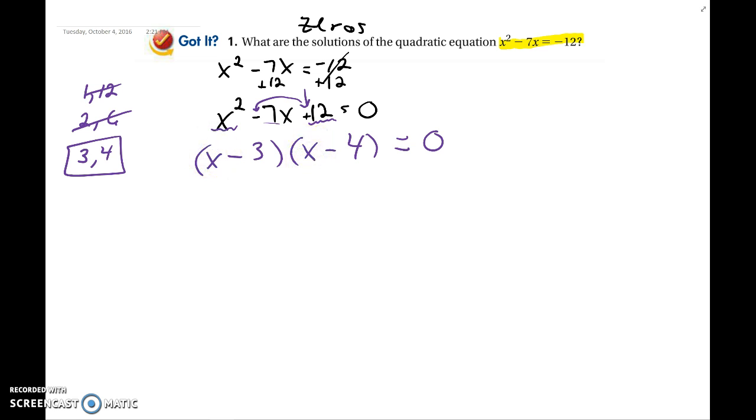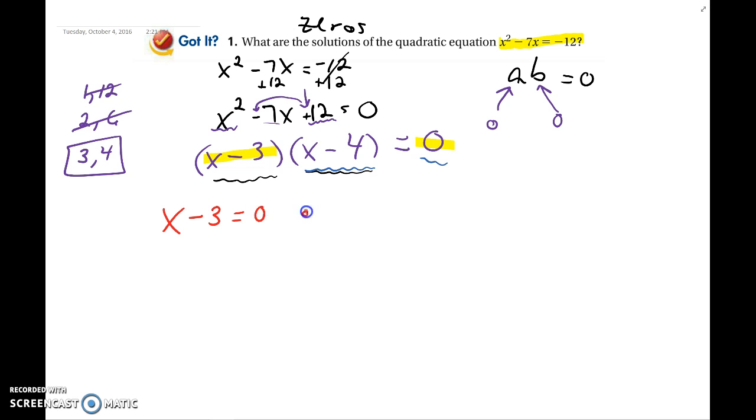All right? As we said before, if you have a times b is equal to 0, well, the only way that this could be possible is if a is equal to 0 or if b is equal to 0. So both of these represent some number. So these are two factors that represent some number. So that means in order for this to be true, either x minus 3 has to be equal to 0 or x minus 4 has to be equal to 0. So we'll take each factor and we set them equal to 0. So x minus 3 is equal to 0 or x minus 4 is equal to 0.